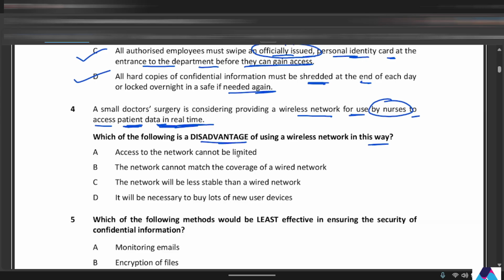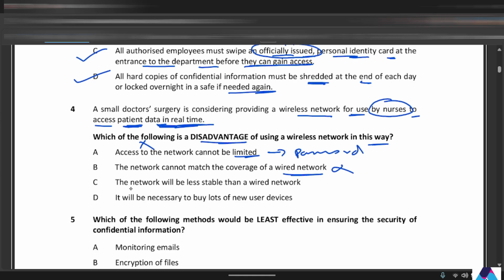So this is not correct, because most of us use wireless networks and we know that you can limit the access by keeping a password, right? So this is totally wrong. B: The wireless network cannot match the coverage of a wired network. It can, obviously, right? So again, this is wrong.